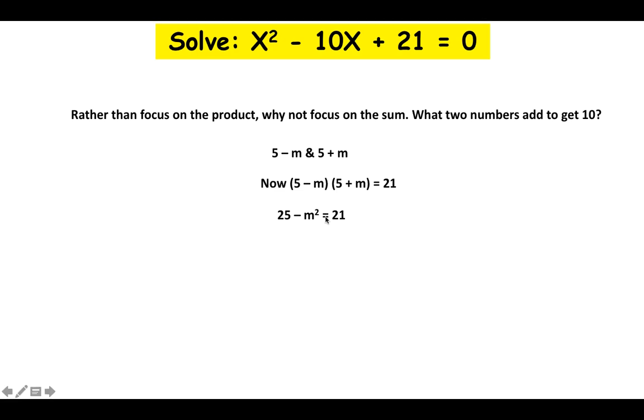Now obviously this is the difference of two squares, so that just gives me 25 minus m squared. The difference of two squares is a simple concept in math, but if you want to go over it again, 5 times 5 is 25, minus m times m is minus m squared, and then the middle term disappears. So we're carrying on step by step here.